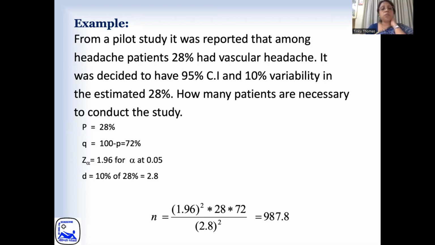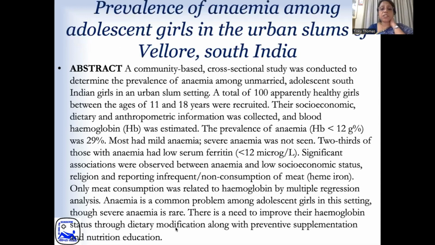Now, this is another example of the same problem. Let's say we are trying to estimate the prevalence of anemia in a group of adolescent girls. In that case, we are looking at prior evidence. What is the prevalence of anemia that has been earlier reported in a similar population? And here we see that the reported anemia prevalence is 29%. Based on this, we would like to calculate the sample size.